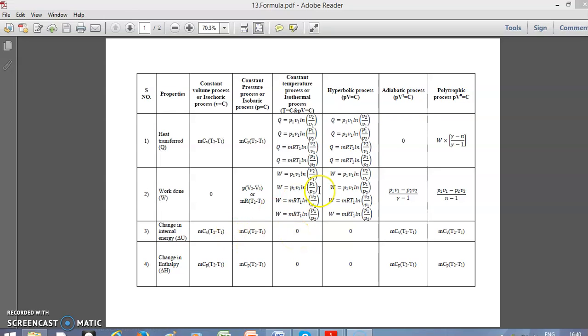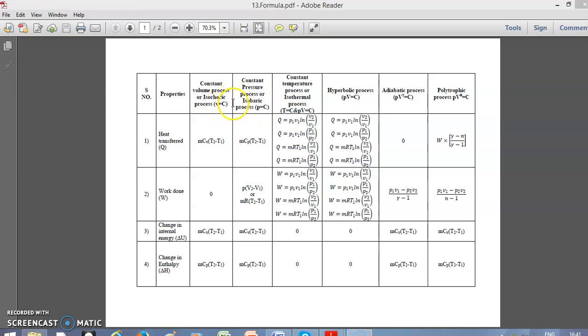Welcome guys. Next, before going to the problems on unit 1, I wish to give you an idea about the various formulas used in solving problems in unit 1. We have various processes in the first law of thermodynamics for a closed system. Those processes are constant volume or isochoric process, constant pressure or isobaric process, constant temperature or isothermal process, hyperbolic process, adiabatic process, and polytropic process.